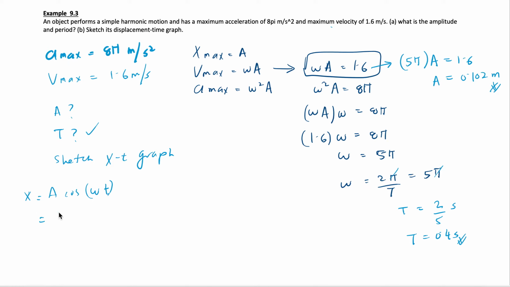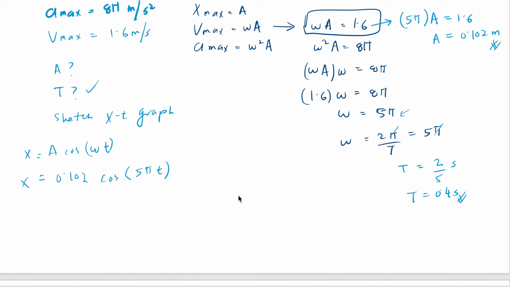And my A, I already figured that out, is 0.102 cosine, and then I know what my omega is. It's 5 pi times t. So I want to plot this equation now. This starts from 0. This is my time, and this is my displacement. Please label your axis, otherwise you won't get marks.